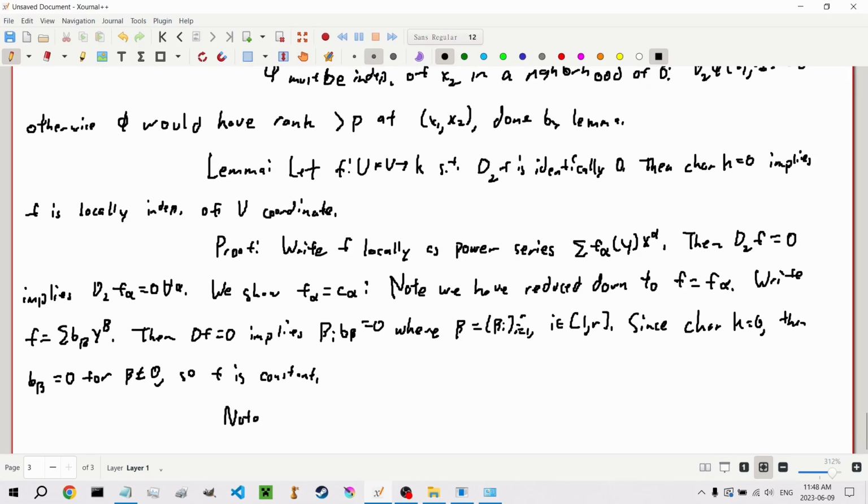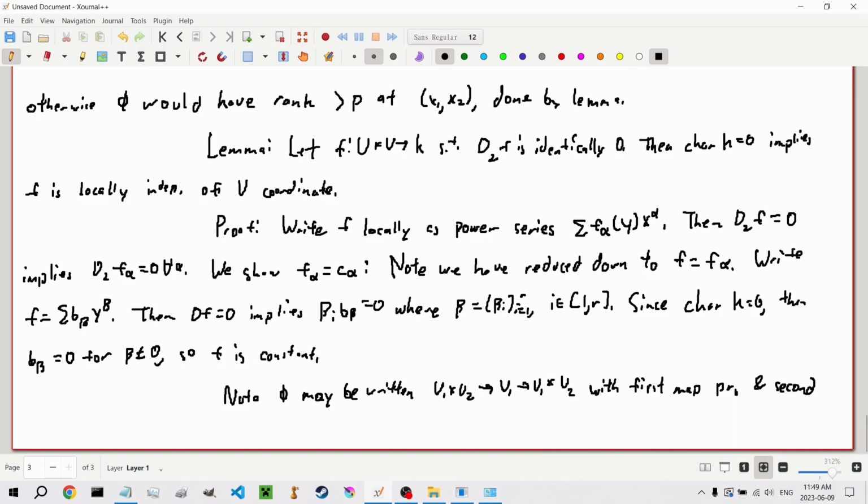Now if we note that our phi from our theorem may be written as v1 times u2 onto v1 onto v1 times v2, with the first map being pr sub 1 and the second being the identity of v1 times c, the first map being a submersion and the second being an immersion. And so we're actually now done with our theorem.